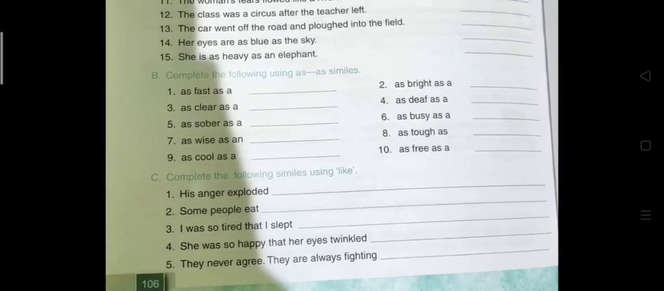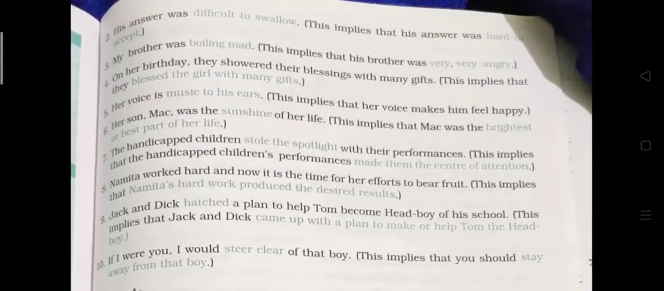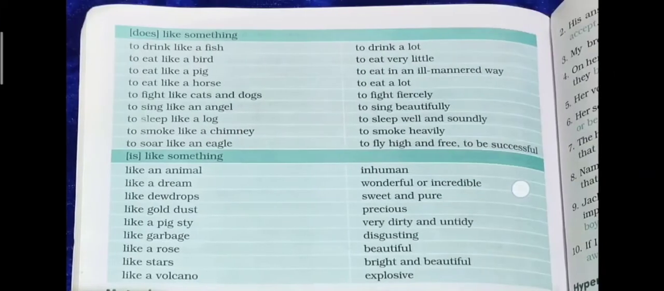Complete the following using as, similes. As fast as a horse, something like that. As bright as a star. As clear as the sky. So like this you have to do. Complete the following similes using like. His anger exploded like a volcano. Some people eat like an elephant or a horse. I was so tired that I slept like a log. So these are there. You have to see the table of similes, read them from there and solve the exercise. So for that your table is very important.